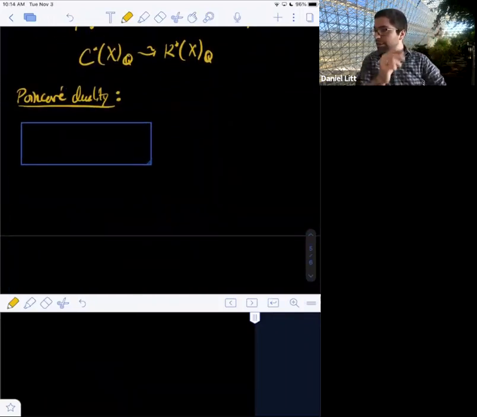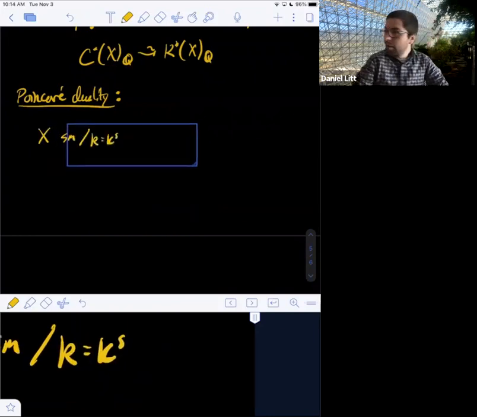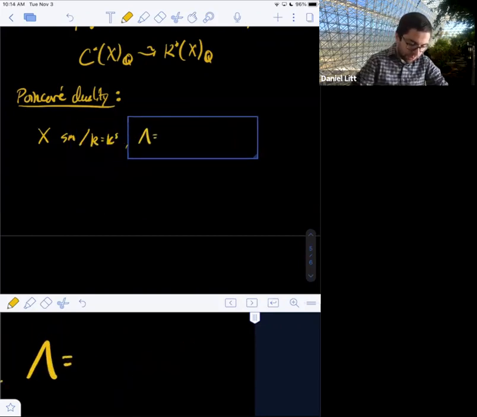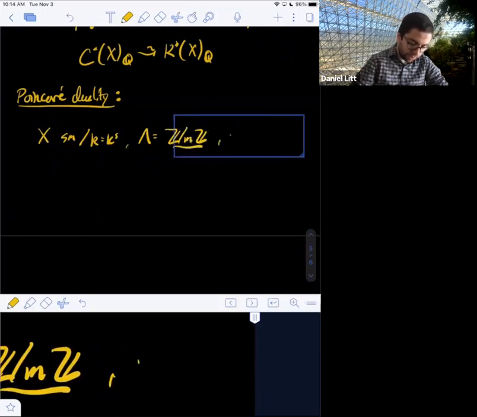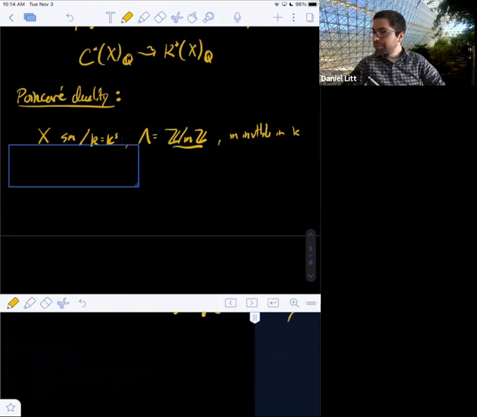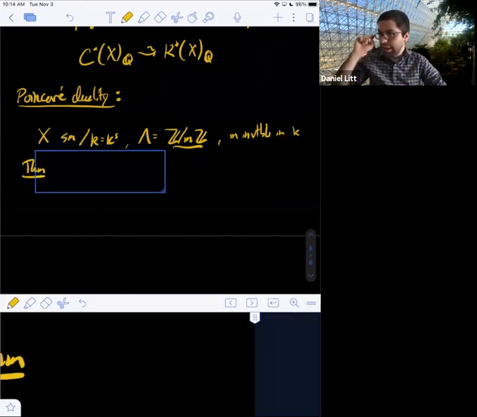So what's the theorem? Here X is going to be smooth over a separably closed field, and lambda is going to be the constant sheaf Z mod mZ, where m is invertible in k. And then the theorem is as follows. This is just an analog of Poincaré duality for manifolds, which I'll recall briefly.